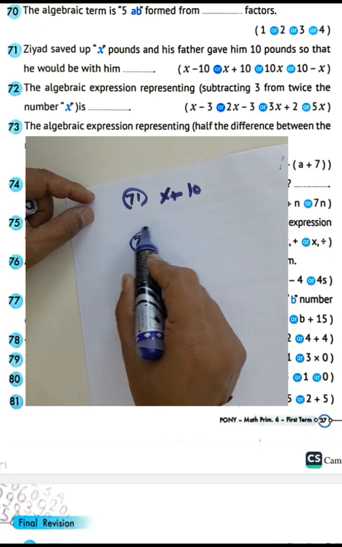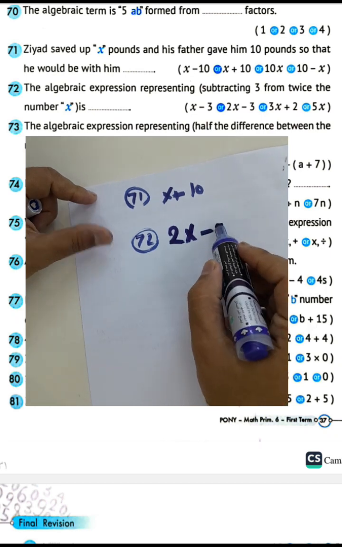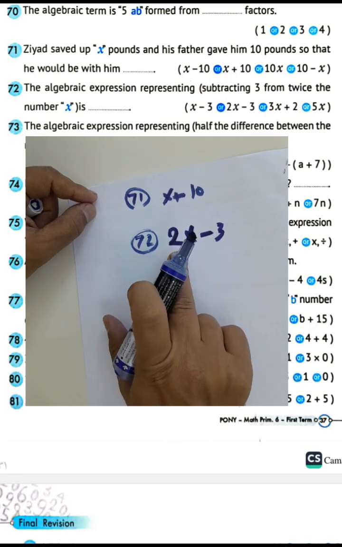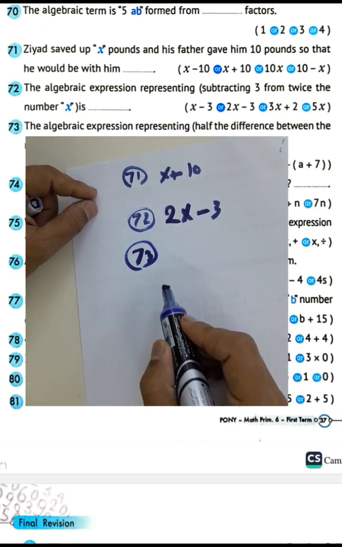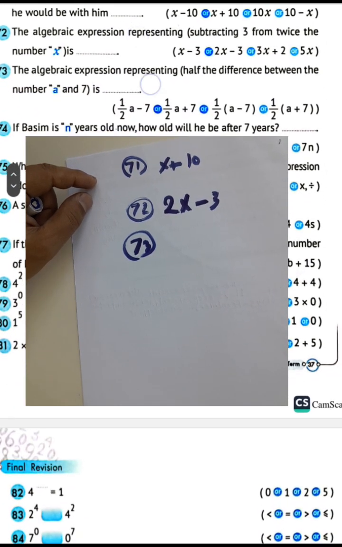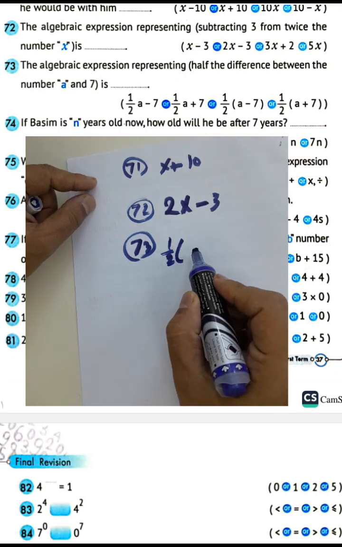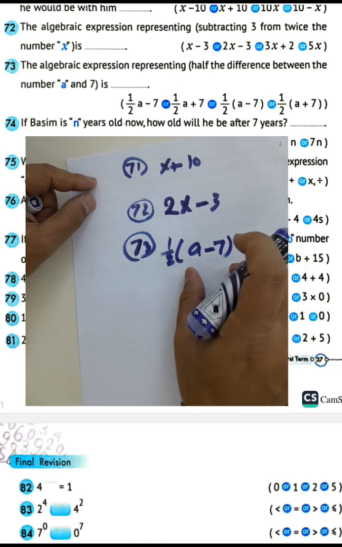Question 72. The algebraic expression represents subtracting 3 from twice the number x. Twice the number x, subtract what? 3. Subtracting 3 from twice the number. Twice the number means the number multiplied by 2. And question 73. The algebraic expression represents half the difference between a and 7: a minus 7. So, half of the difference between a and 7.